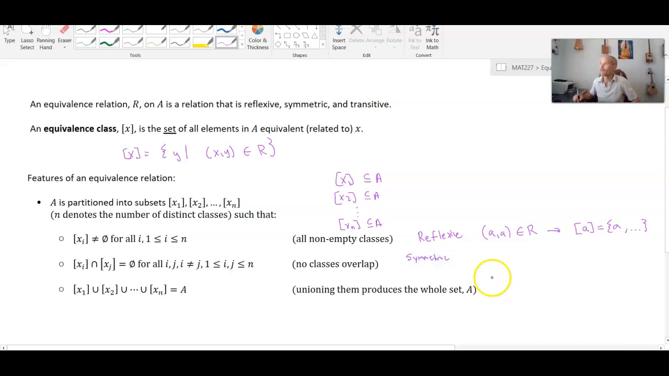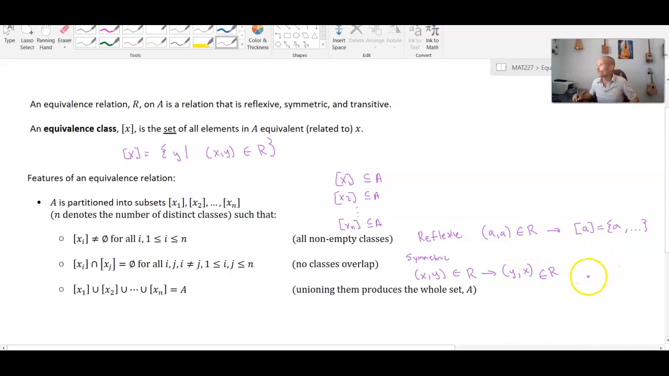And why does that happen? Well, symmetric says that if X and Y are in the relation, then that also guarantees that, if you do have the symmetric property, that same ordered pair with flipped elements will also be in that relation. So what that means is that X is equivalent to Y and Y is equivalent to X.